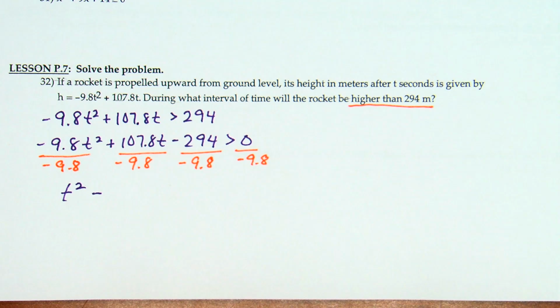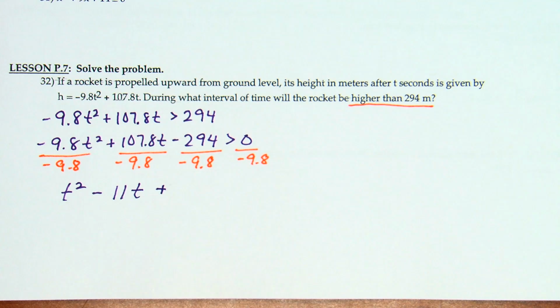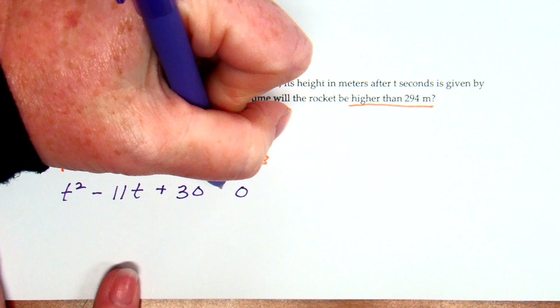According to my notes, it's 11. And negative divided by positive is plus. 294 divided by 9.8 is supposedly 30. 0 divided by anything is 0. What did I divide by here? Negative 9.8. What does that mean? Anytime you multiply or divide both sides of an inequality by a negative, you have to flip the sign. So this greater than just became less than.